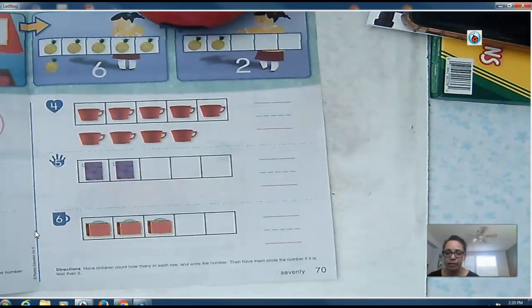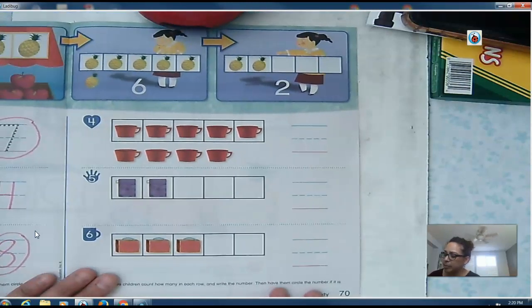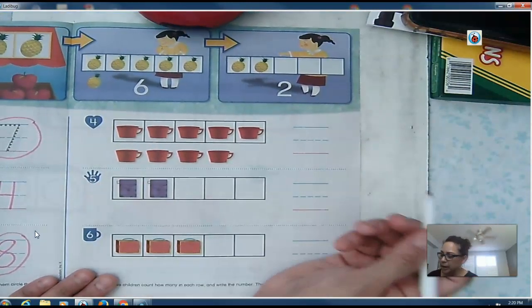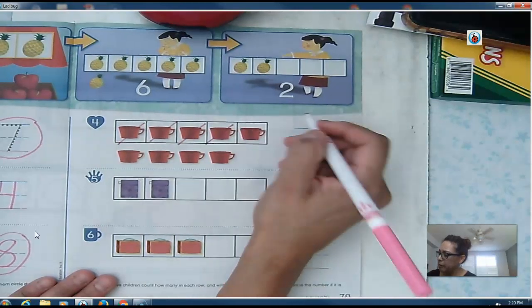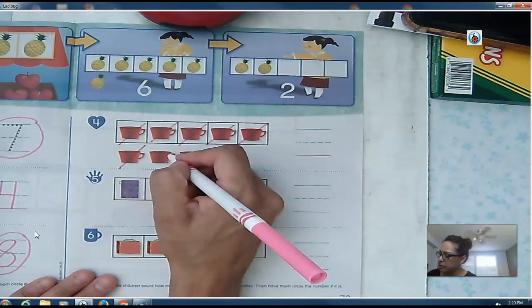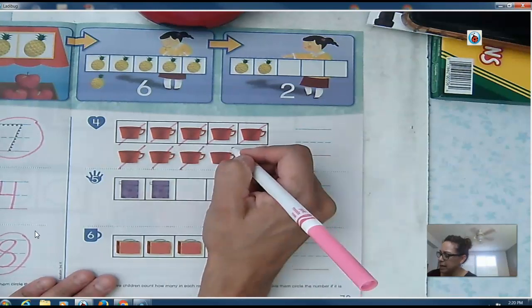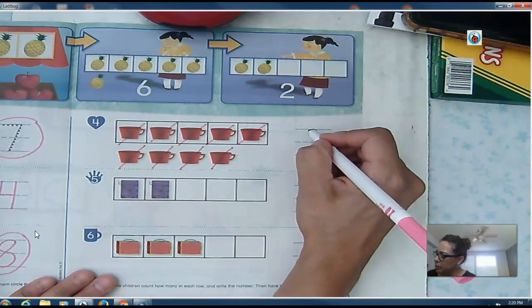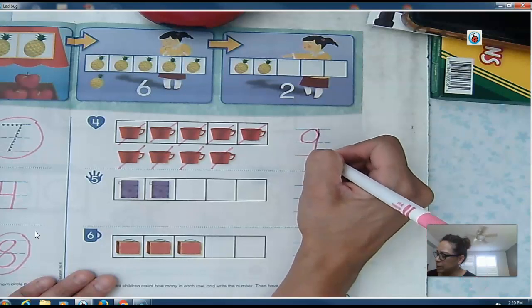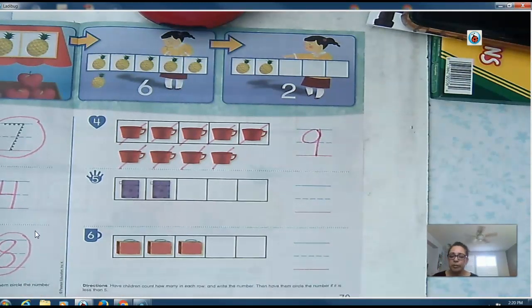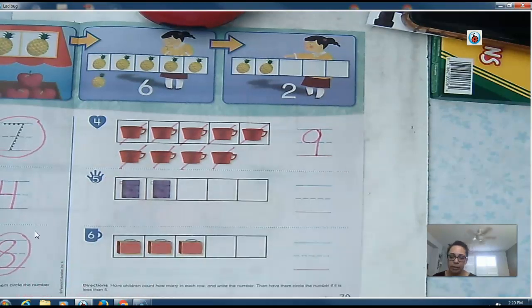Now let's switch over to the other side and let's start by counting the red cups. Ready? 1, 2, 3, 4, 5, 6, 7, 8, 9. Alright, so let's go ahead and do a circle and a line that goes all the way down. So there's my 9, and that's obviously greater than 5, right? Because of all of these extra ones.